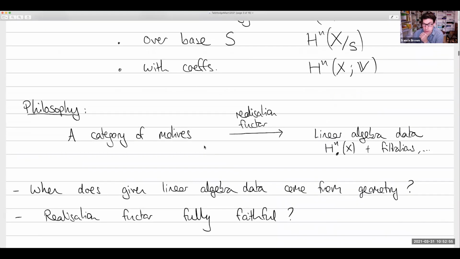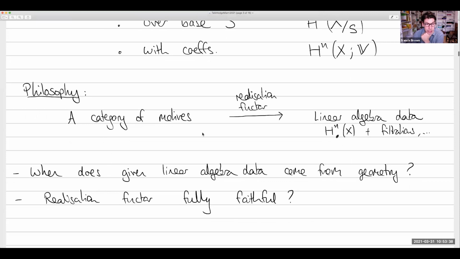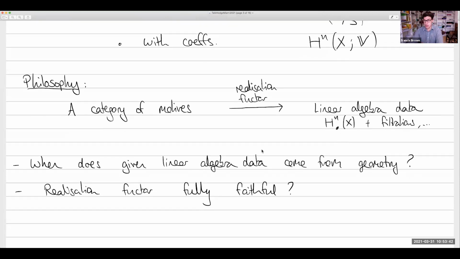So the spirit of the question I was asked to talk about is the following philosophical picture. We have some kind of category of motives, whatever that may be, defined in whatever manner is possible at this point in time. And then we'll have realization functors, plural, which will assign to that some linear algebra data. And it's up to us to choose which linear algebra data we want, many variants. And the questions are, when does some given linear algebra data actually come from algebraic geometry? And a related question is when is this realization functor fully faithful? And it had better be, otherwise we're in a lot of trouble when we talk about motives.